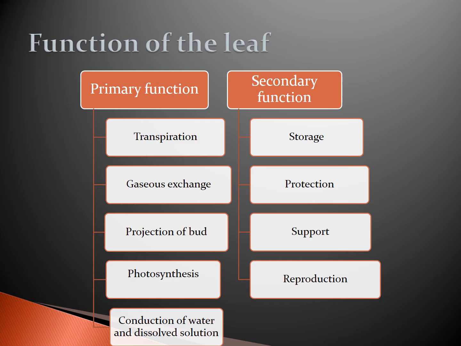What is the primary function? Transpiration, gaseous exchange, projection of bud, photosynthesis, conduction of water and dissolved solution. Transpiration is nothing but the transfer of water through the leaf. Then gaseous exchange. Gaseous exchange means plants also breathe. That process is called gaseous exchange. That process is done by leaves only.